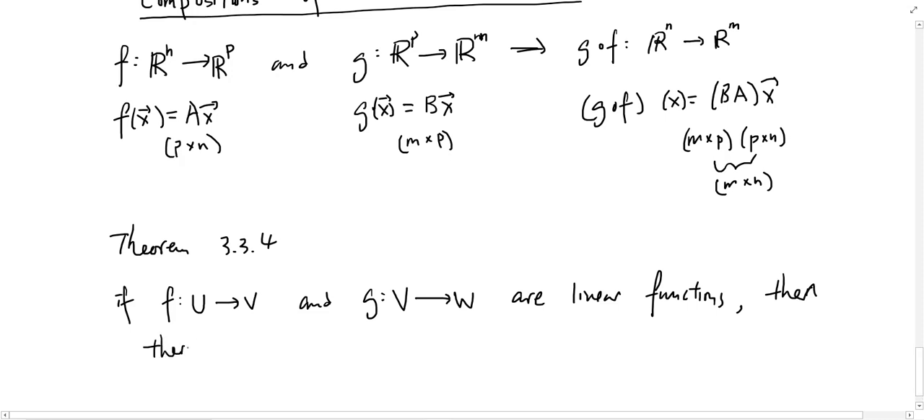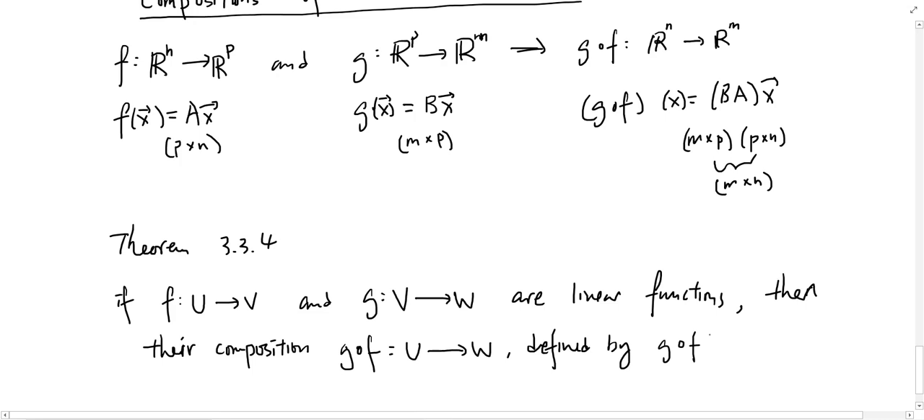In this case, the composition has to be formed the same way. g composition f is defined from the vector space U through V to W. This composition is defined just like how we define a normal composition: g composition f of x is equal to g of f of x. And it is also linear. So if you form a composition between two linear functions, the result must be linear.